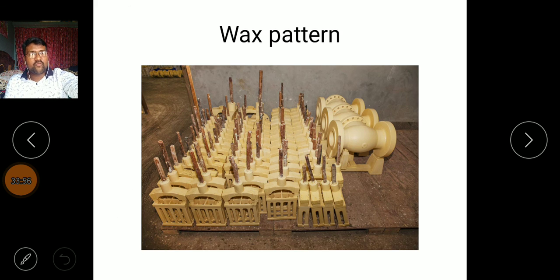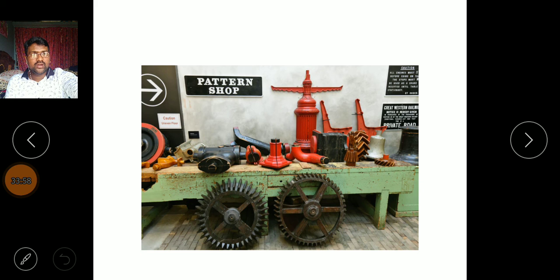Next, these are the wax patterns. These are the different patterns in the pattern shop used to manufacture castings, such as gears, wheels, machining objects, and automobile products. There are a number of patterns. These are the different types of patterns.